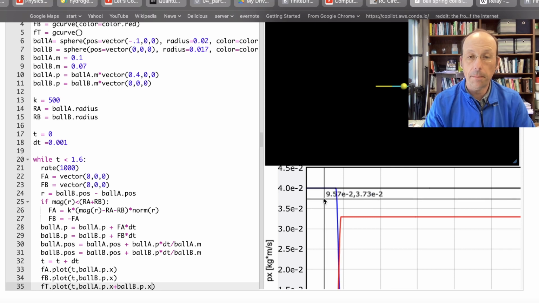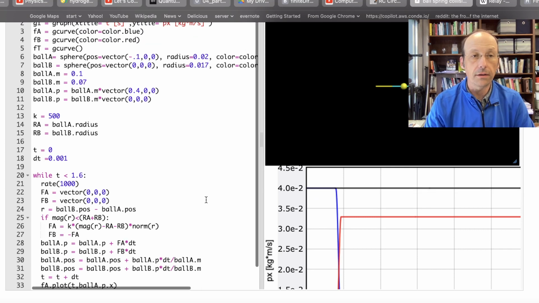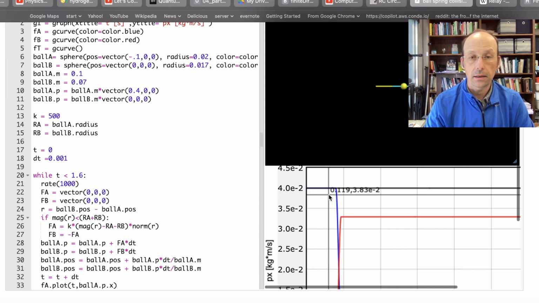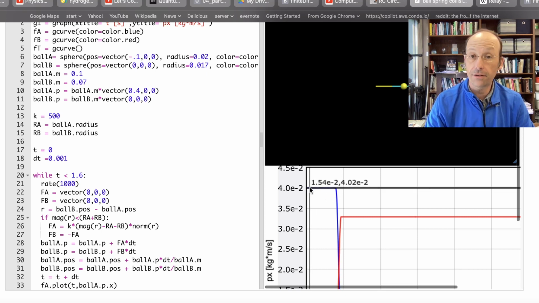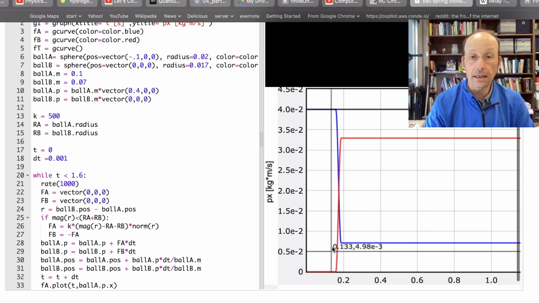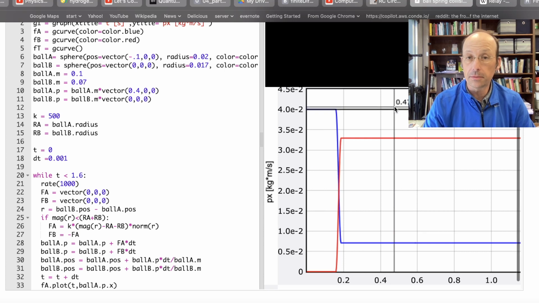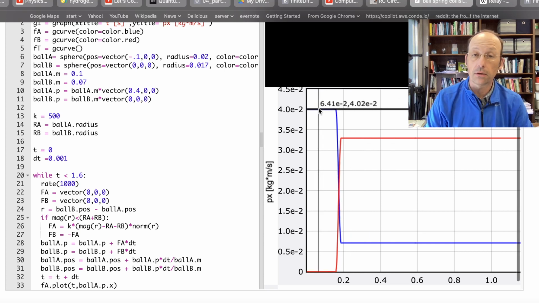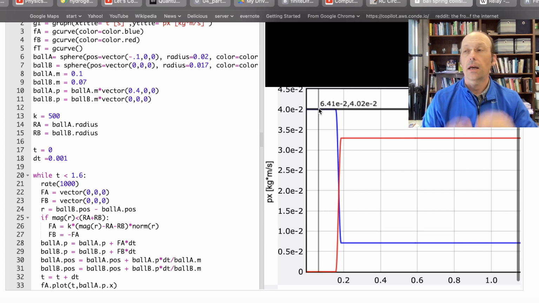You'll see here that the blue one is ball A. Oh, it had some momentum, and notice the initial momentum for the other one was 0. And then when they collided, they're both moving, but the total momentum stayed the same as the initial momentum before. Okay, and they have equal and opposite momentum, so that seems to work.